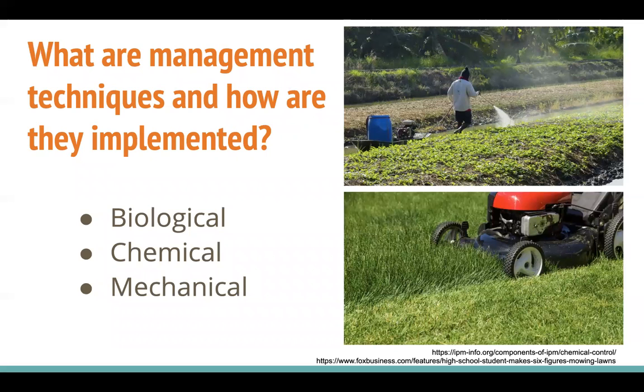There are three main types of control methods: biological, mechanical, and chemical. Various management strategies can be utilized to manage or prevent invasive populations. So how are management techniques implemented? Biological control includes introduction of a natural predator in the introduced range to control pests. Mechanical control is applying physical damage to the species. This includes mowing, hoeing, etc. A picture of this can be seen on the bottom right of the slide.